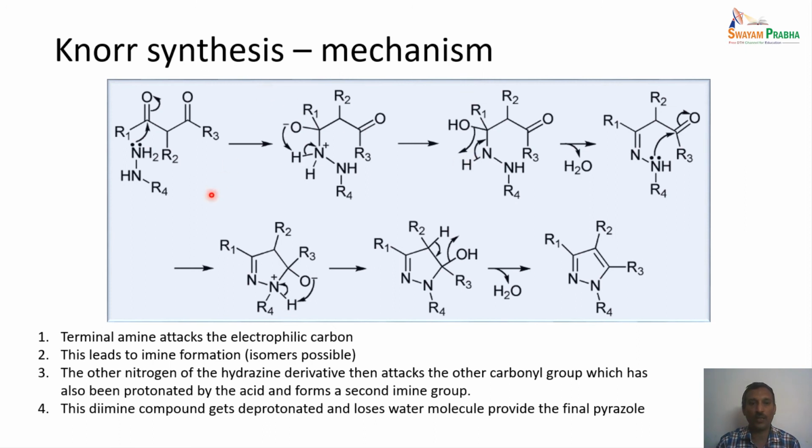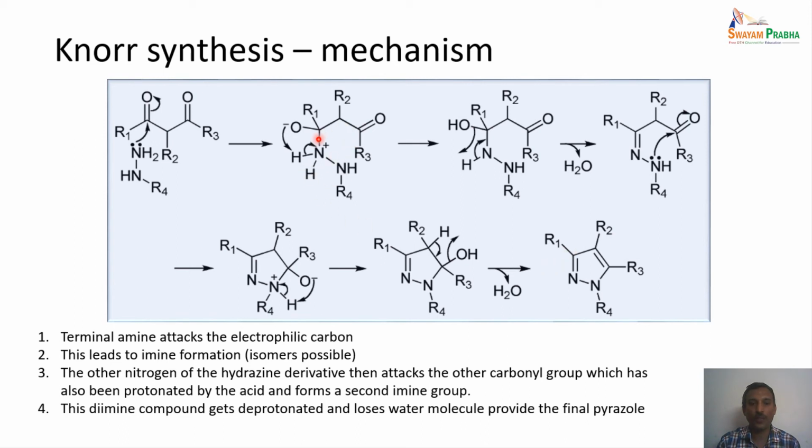If you look at the reaction mechanism, the first step is the terminal amine from the tosyl hydrazine attacks the electrophilic carbon, and this leads to the imine formation. Here again this amine can attack either the carbonyl carbon which is attached to R1 or the carbonyl carbon which is attached to R3. So these two positions can be attacked by the corresponding hydrazine. In this particular case, we are only showing the R1 side attack. That is the reason this starting step may lead to isomer formation, which finally leads to the product having regioisomers.